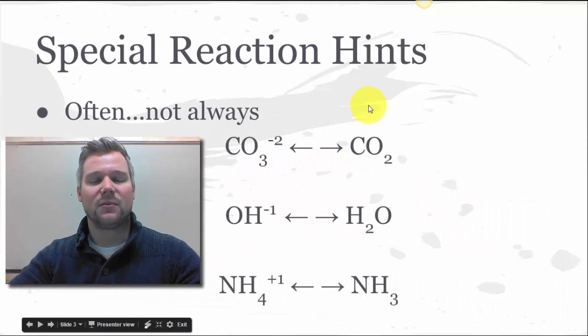Luckily though, we still have some patterns for figuring out these reactions, and these are 3 hints that often happen. Notice how I say not always though, because we don't always see carbonate break down into carbon dioxide. We don't always see OH turn into H2O. We don't always see the ammonium ion turn into ammonia, but those are often what we do see. So these are helpful patterns to, in general, just be aware of and look out for.